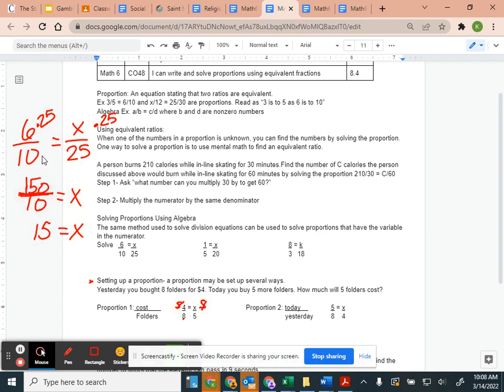Folders on the bottom for both of them. Okay, so let me see if I can get this. So for this one, if 8 folders cost $4, how much do 5 folders cost? How do we solve that? We're doing the same kind of math.